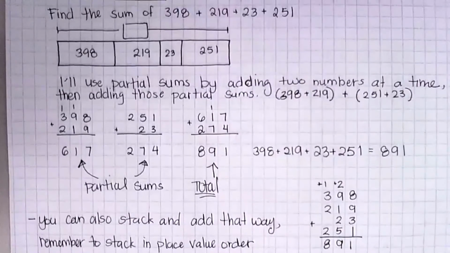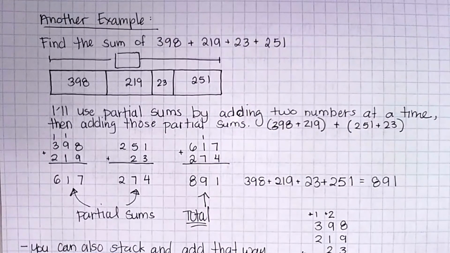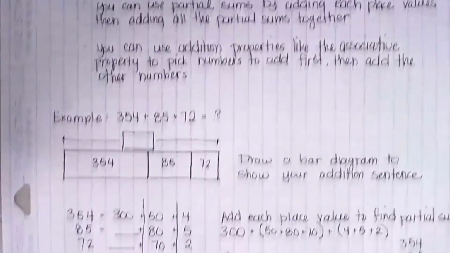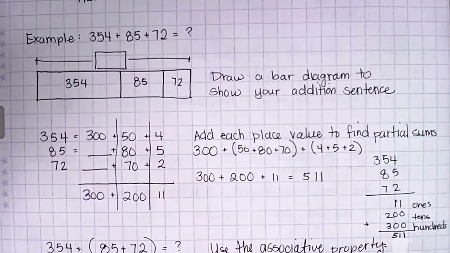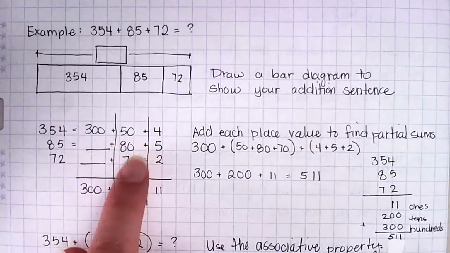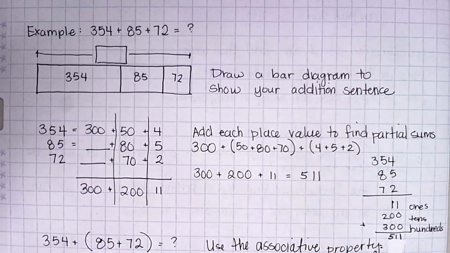So remember, you have a lot of different strategies that you can pull on to help you to solve. If they ask you to draw, you can always draw a bar diagram. You can always show how you are decomposing or breaking apart your number into place values by writing it in expanded form. You can always use partial sums to help you find your whole answer.